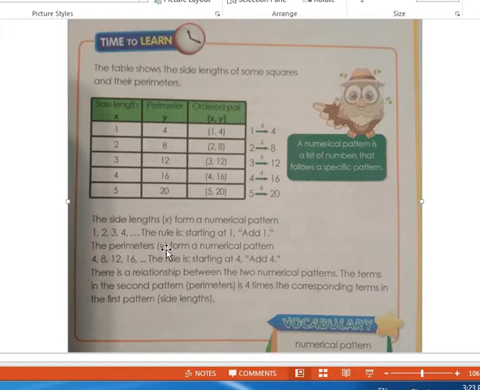The perimeters y form a numerical pattern also: 4, 8, 12, 16. The rule here is starting at 4, then add 4 each time. There is a relationship between the two numerical patterns. The terms in the second pattern, which is the perimeter, are 4 times the corresponding terms in the first pattern, the side length.